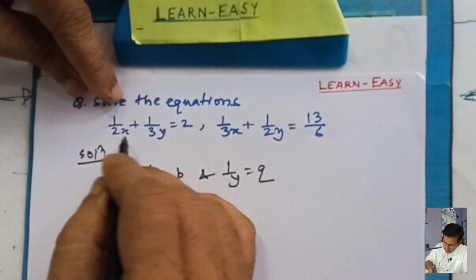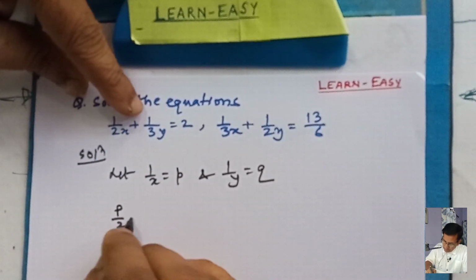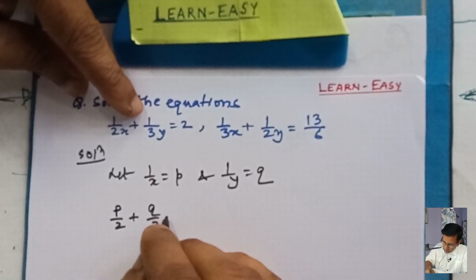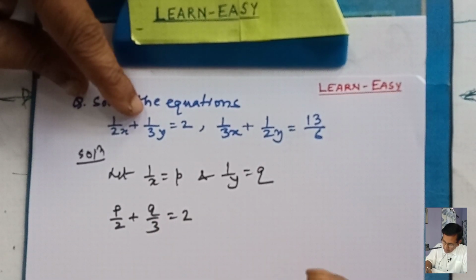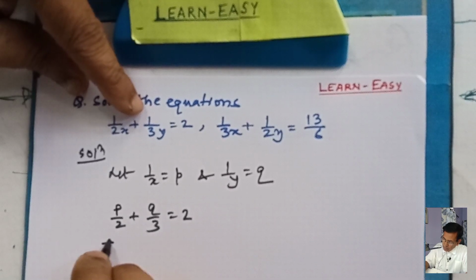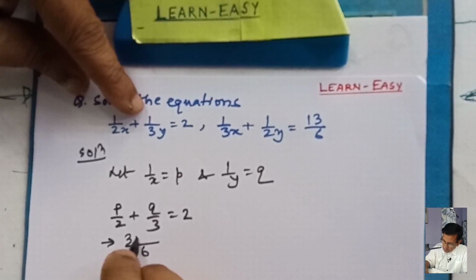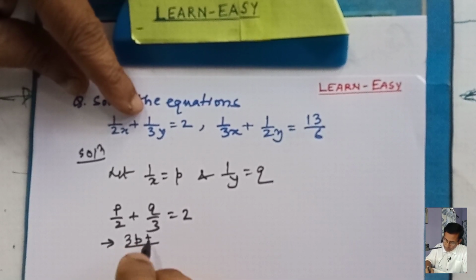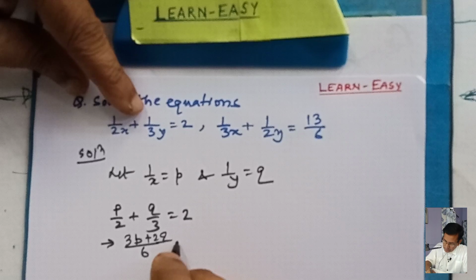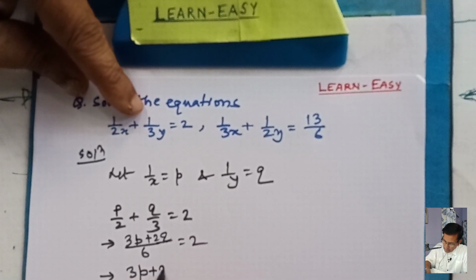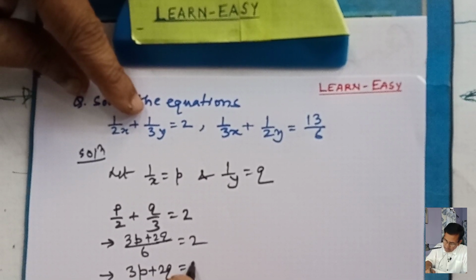P by 2 plus Q by 3 is equal to 2, or 3P plus 2Q is equal to 2, or 3P plus 2Q is equal to 12. This is equation number 1.